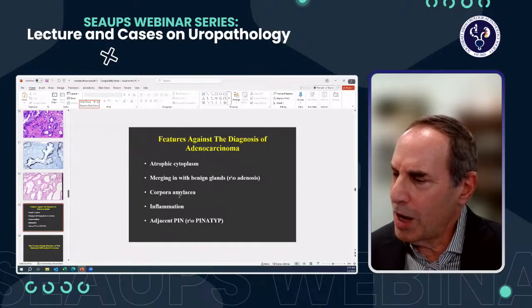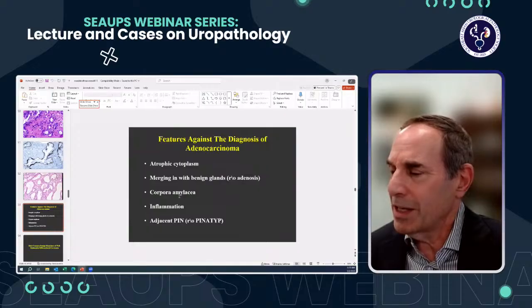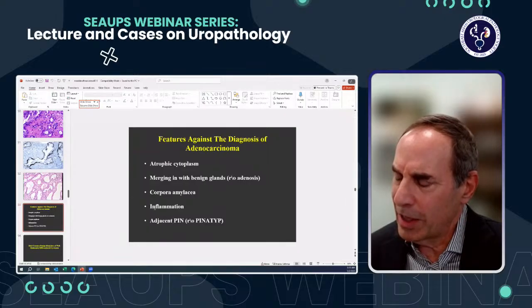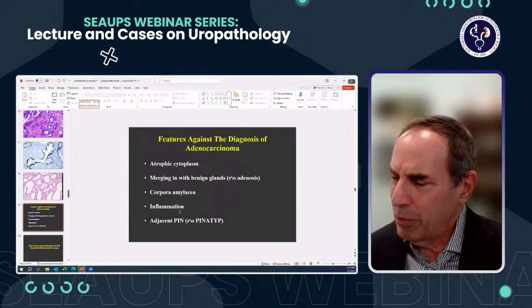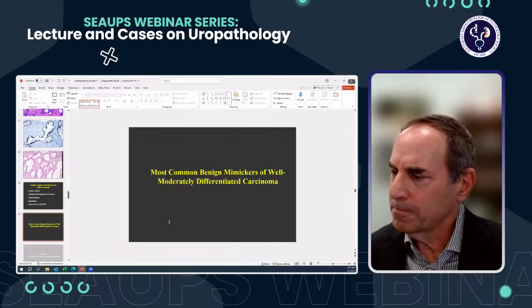Corpora amylacea are more common in cancer than benign. You can see them in benign glands, but nonetheless, you should be cautious calling cancer in the presence of corpora amylacea. Inflammation, I'll talk about that as well, can mimic cancer, causing both architectural and cytological features. And then you have to be careful when you have adjacent PIN as well.